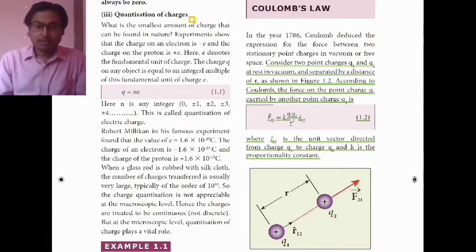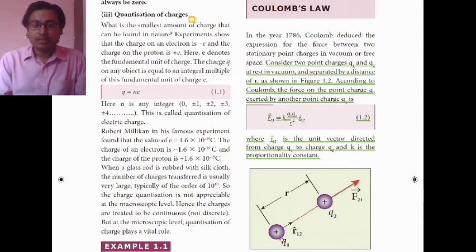Here you can see in the figure, two charges are given, Q1 and Q2. The distance from the center of Q1 to the center of Q2 is R. Now coming to the context of the book, consider two point charges Q1 and Q2 at rest in vacuum and separated by a distance of R as shown in the figure.